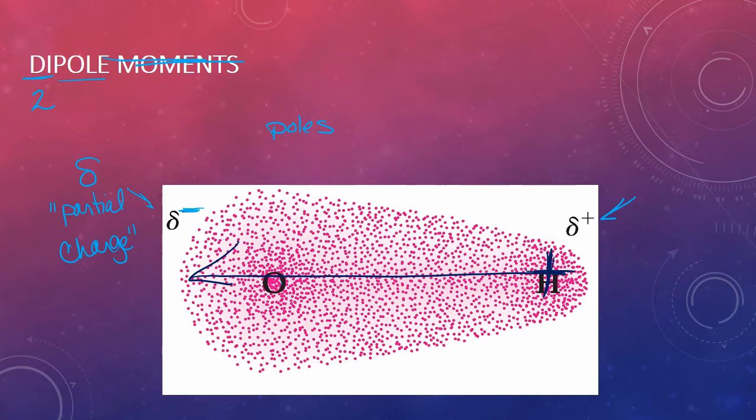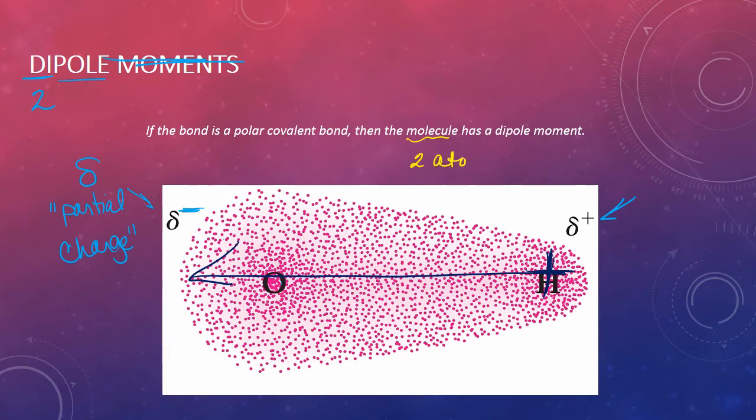The best part about a molecule that has a dipole is it's pretty easy to determine, especially when there's only two atoms. If there's only two atoms, that's it, two atoms. Well, let me tell you, if the bond is a polar covalent bond, then the molecule has a dipole moment. Now mind you, this part's only true if you're talking about two atoms.